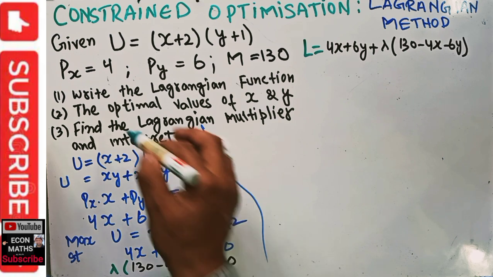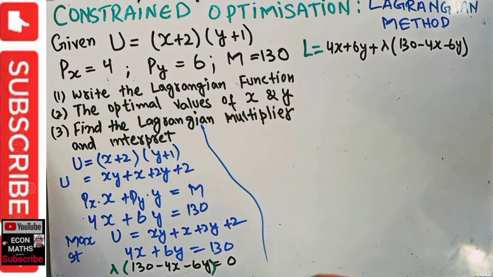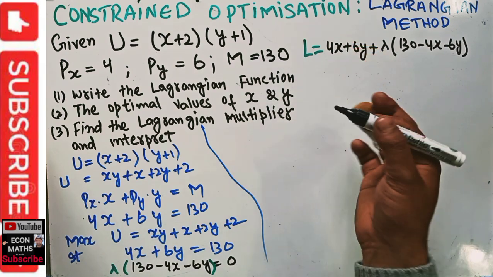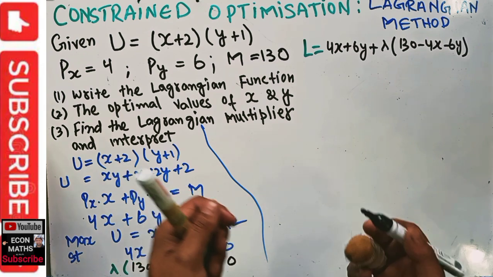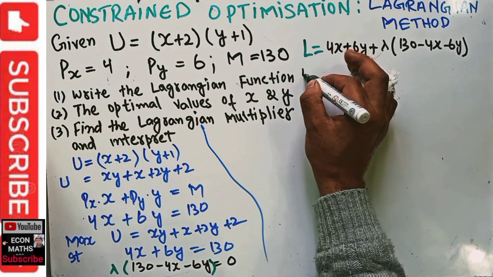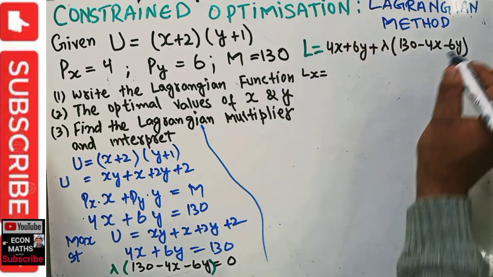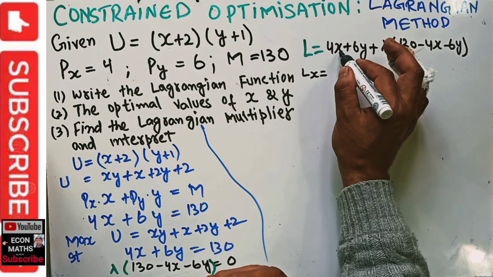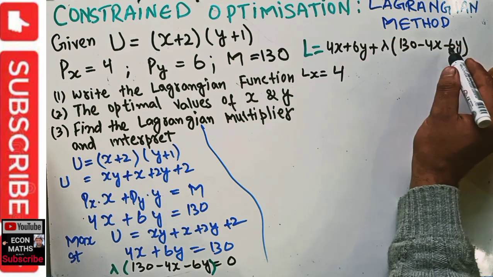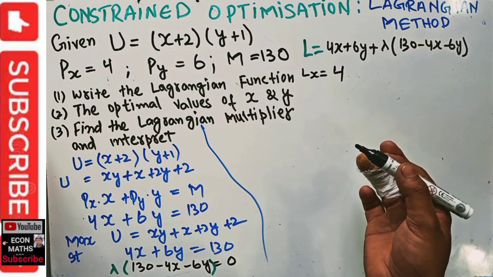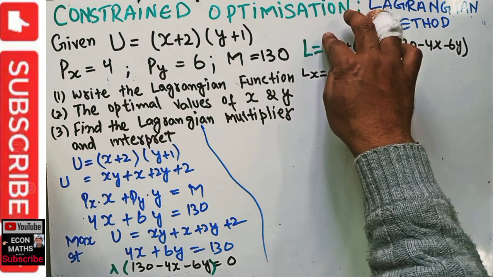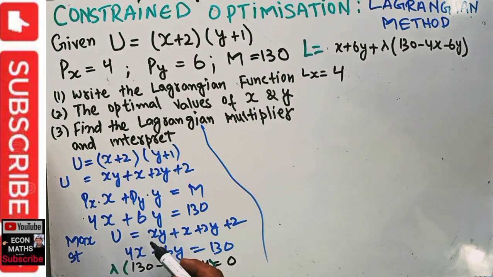Now the second part tells us to find the optimal values of goods x and y. We can find them simply by partially differentiating the Lagrange's function with respect to x, y and lambda and setting them equal to 0 simultaneously. That means L subscript x means partially differentiating this Lagrange's function with respect to x. Okay, I guess I have made some mistake here. Our Lagrange's function is, we have xy plus x. Okay, sorry.